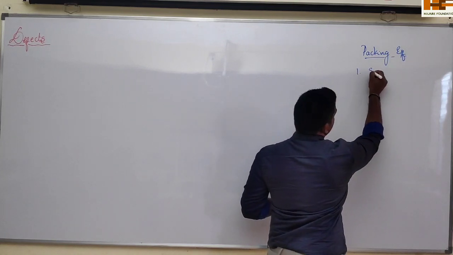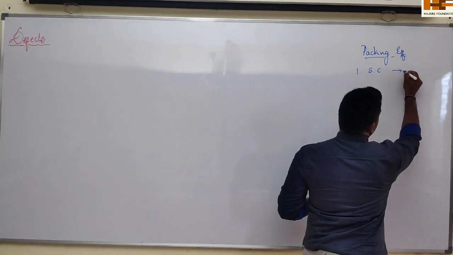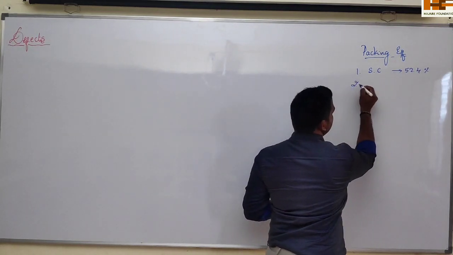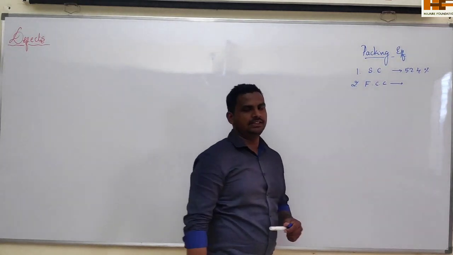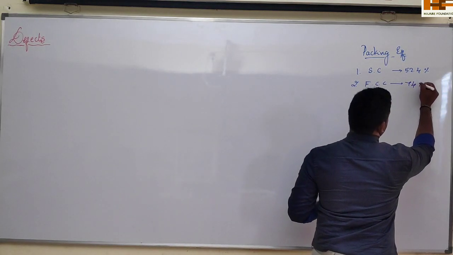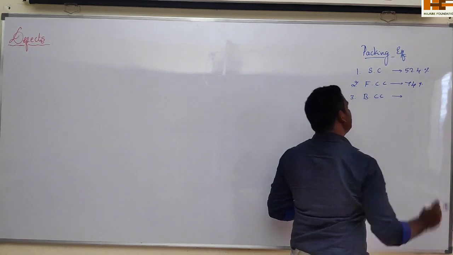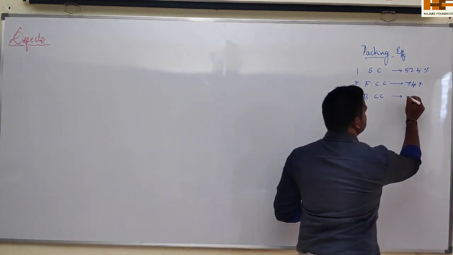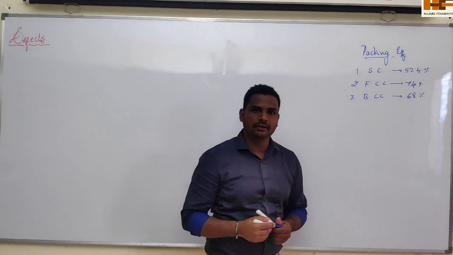The simple cube has a packing efficiency of 52.4%, the FCC, face centered cubic unit cell, has a packing efficiency of 74%, and the BCC, body centered cubic unit cell, has a packing efficiency of 68%. So these are the packing efficiencies.